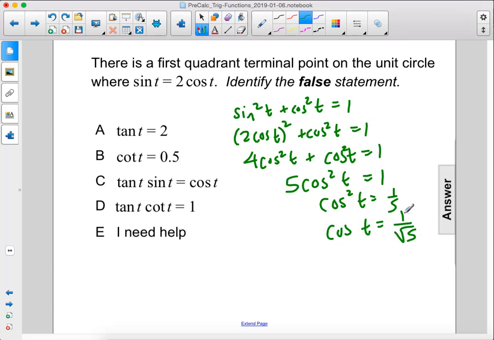Now I'm just going to leave it in this form for now. We could multiply top and bottom by square root of 5 and get the radical out of here, but for right now I'm just going to leave it like that. Now what is sine? So we can go back to our original identity.